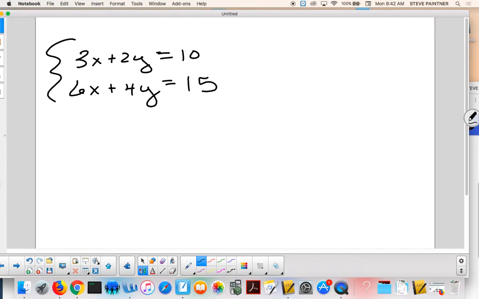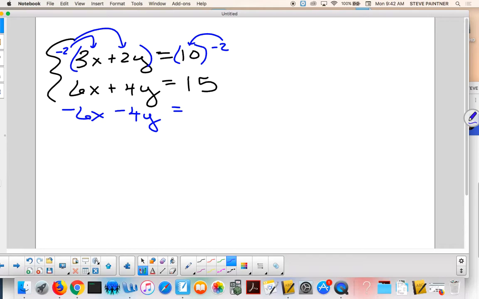How about the other one? Make it what? Negative 6x. Or wait a minute, here's a 4y. How do you make that negative 4y? Multiply by what? Negative 2. There you go. So guys, watch. I would just multiply by negative 2 here, and I would multiply by negative 2 here and get what? Negative 6x, negative 4y, negative 20. Draw your line. And ignore this one. Don't even look anymore.